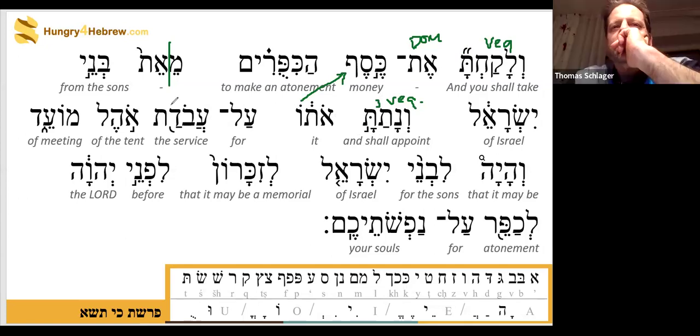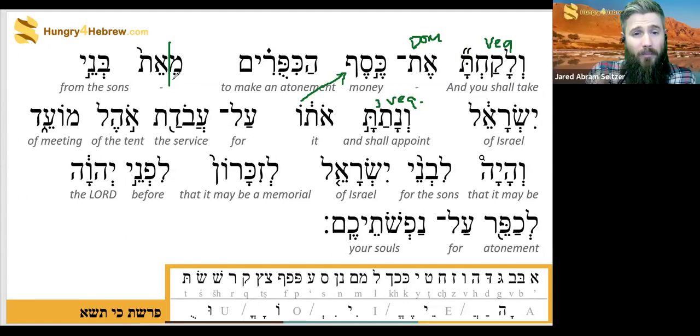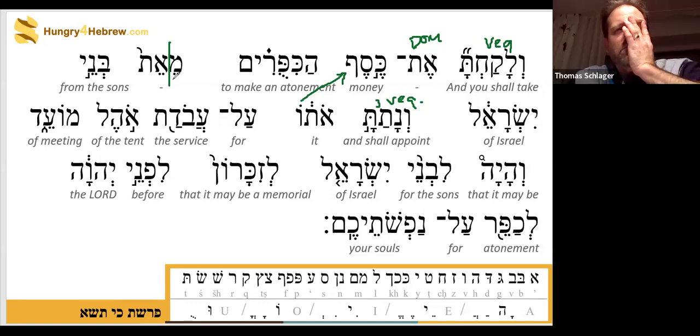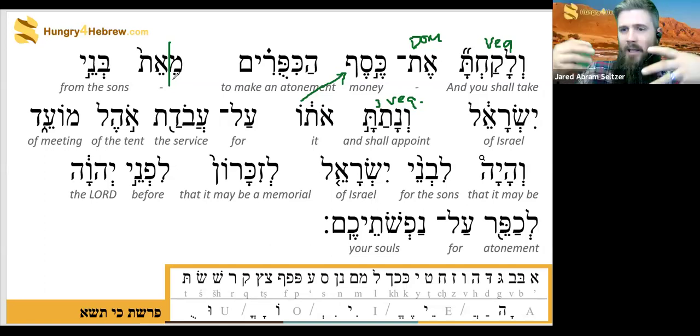The one serving. Service. It's not servant. Ovedet would be the one who serves. Here it's the word avodah. It's feminine, and it's an abstract construct word related to work. So this is the work that's being done, the service.